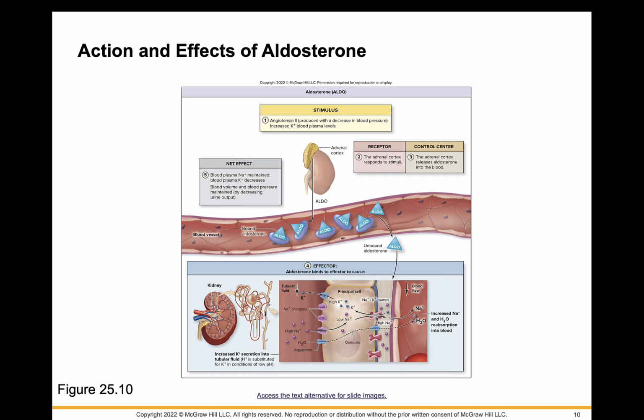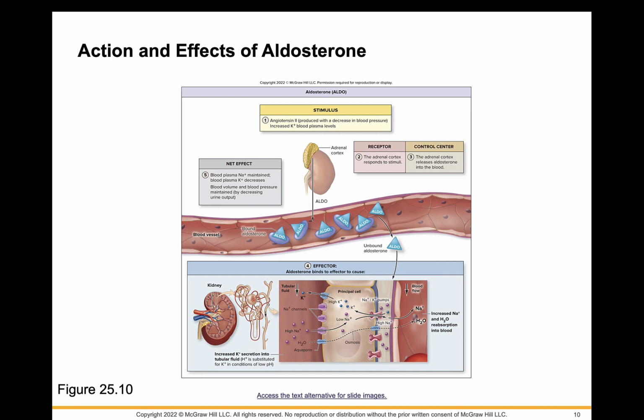The receptor will be the adrenal cortex, and the adrenal cortex will actually act as the control center and release aldosterone into the blood. Remember, we are looking at a lipid-soluble hormone, so it must be attached to a plasma protein so it can move within the blood. If we look at the effectors, with the kidneys, we're going to see increased potassium secretion into the tubular fluid. Remember, hydrogen ion is substituted for potassium in conditions of low pH.